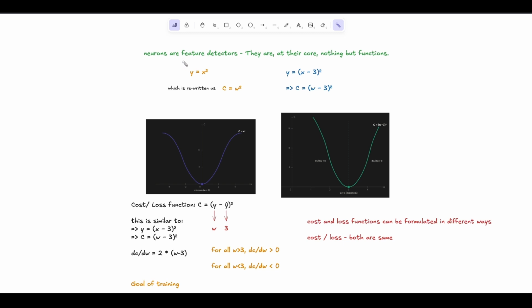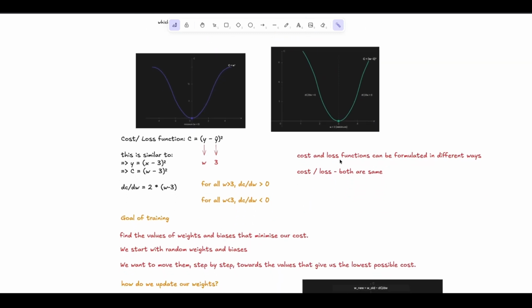In the last video, we discussed that neurons are feature detectors. They are, at their core, nothing but functions. Now consider this function, y equals x square. The graph of this function looks like this. Now let's consider y equals (x minus 3) whole square. And the graph of this function looks like this.